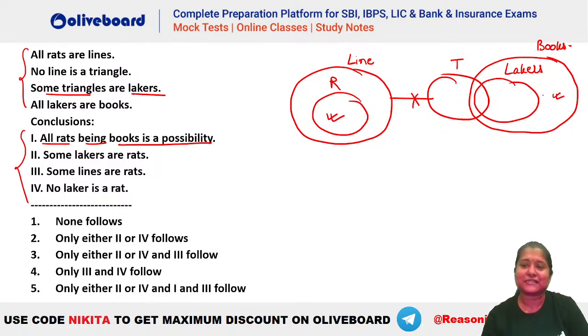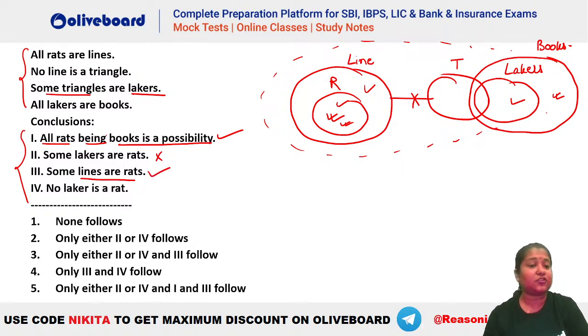You can see, rather than drawing the books like this, you could have taken it like this as well. मतलब ये भी तो possible है ना. There is no negative information that we have between books and rats, so you can see this is absolutely possible. तो one तो आपका हो रहा है, that all rats being books is a possibility. You can see that is absolutely true. मतलब one हो रहा है, ठीक है, one is definitely true. उसके बाद second, देखो, some lakers are rat. This is your laker, this is your rat. You can see they are independent, this is not a definite one. Some lines are rat, that is also true. ये भी सही हो रहा है.